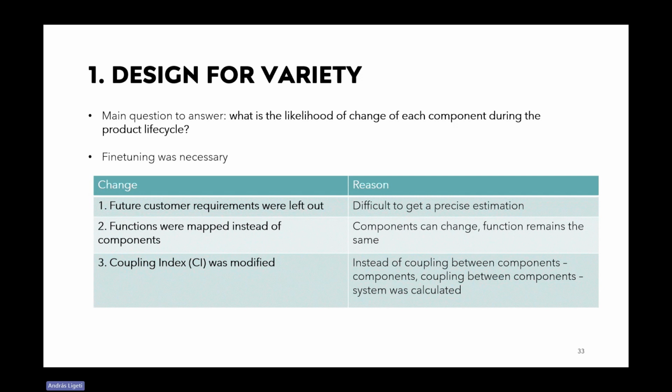And as I mentioned, it is also important to map the coupling between components in your system. We have modified it a little bit because the coupling index is basically mapping the coupling between two components. And what we did is map the coupling between one component and the entire system. That made the application a little bit more simple, and that was the reason why we did that.